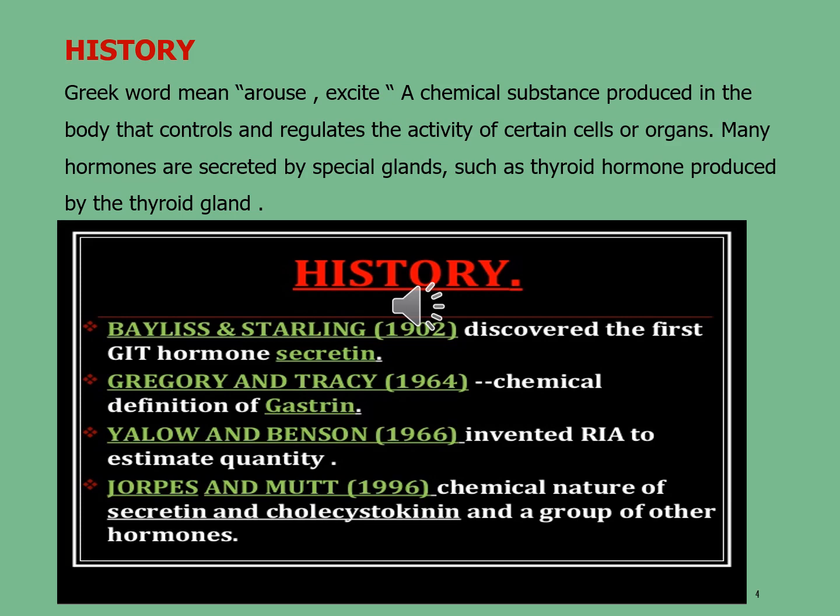After that, Yalow and Berson in 1966 invented RIA to estimate the quantity of hormones. Jorpes and Mutt in 1966 explained the chemical nature of secretin, cholecystokinin and a group of other hormones.